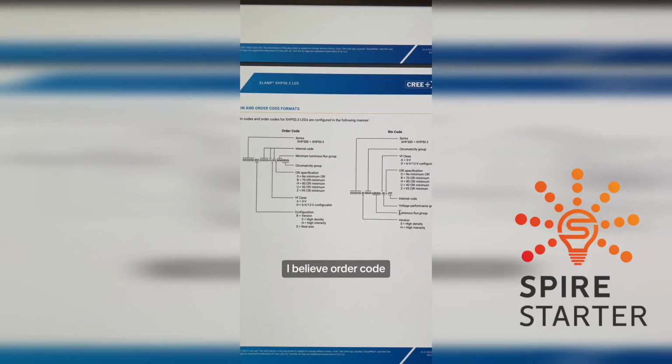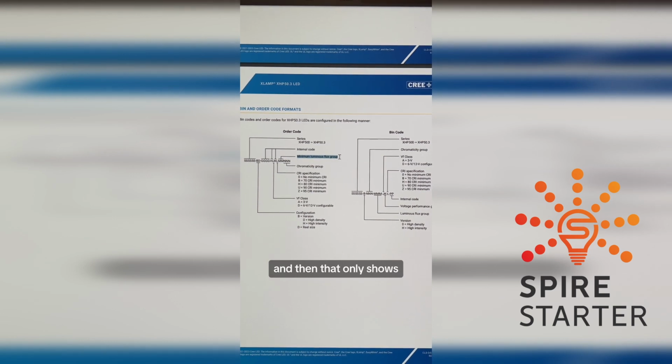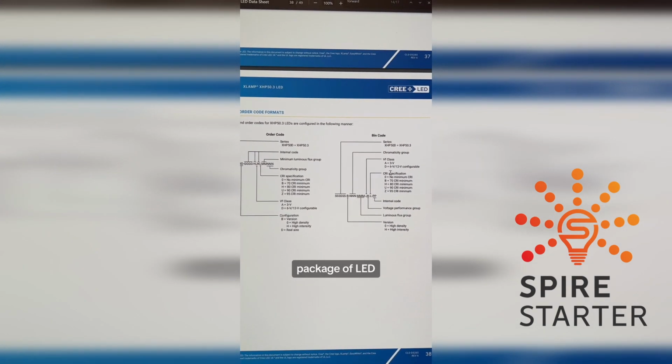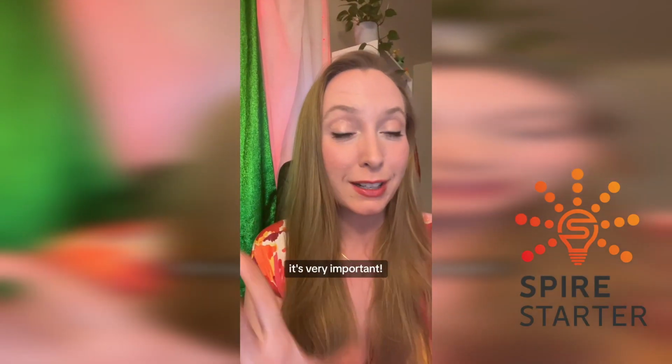I believe order code is what you would find if you're trying to order the thing on DigiKey or Mouser or whatever, and that only shows the minimum flux group that it could be. But then over here on the bin code, which is what you might find on a sticker on the actual package of the LED, that's where you might find the specific luminous flux group. So don't throw away your packaging, it's very important.